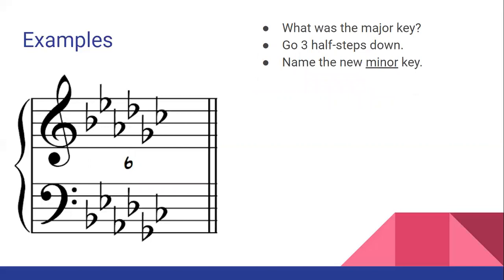That's a lot of flats. The second to last flat is G flat. So this is G flat major. Go down 3 half steps from there. E flat minor is the relative minor to G flat major.